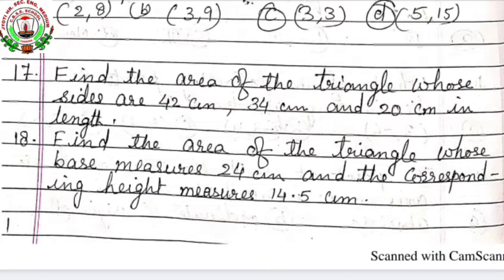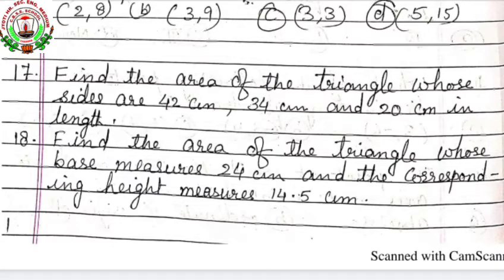Now 18th question, find the area of a triangle whose base measures 24 cm and corresponding height measures 14.5 cm. Means base and height is given. So use the half into base into height formula to get the area.